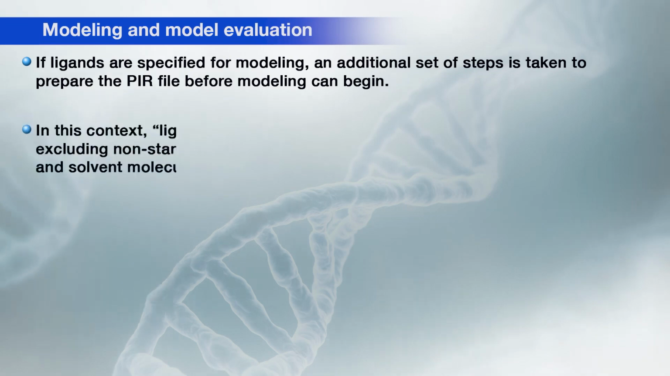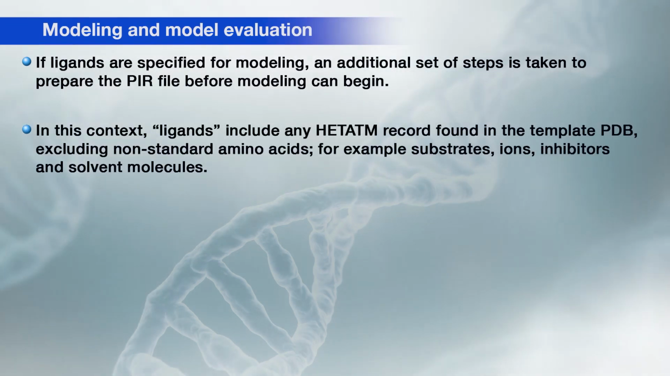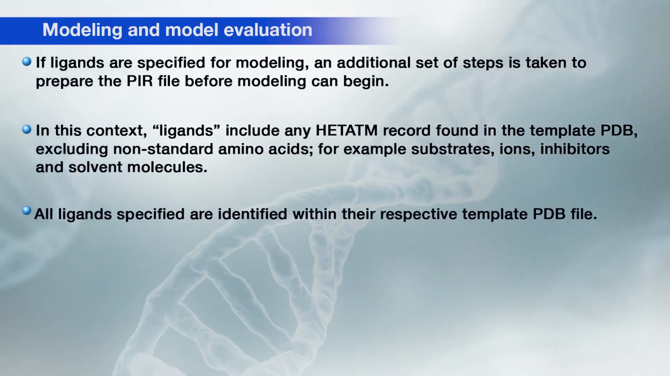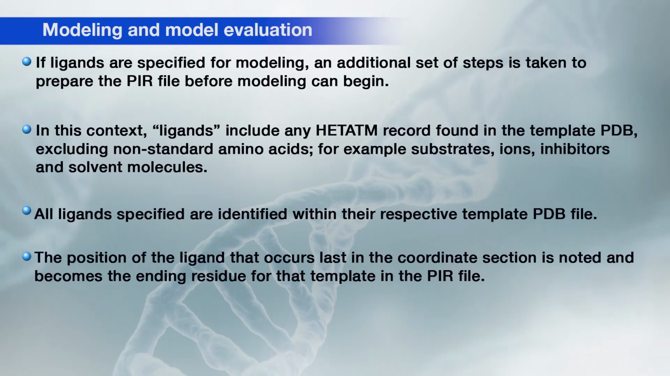modeling can begin. In this context, ligands may have HETATM records found in the template PDB, excluding non-standard amino acids, for example substrates like ions, inhibitors and solvent molecules. All ligands specified are identified within their respective template PDB file. The position of the ligand that occurs last in the coordinate section is noted and becomes the ending residue for that template in the PIR file.